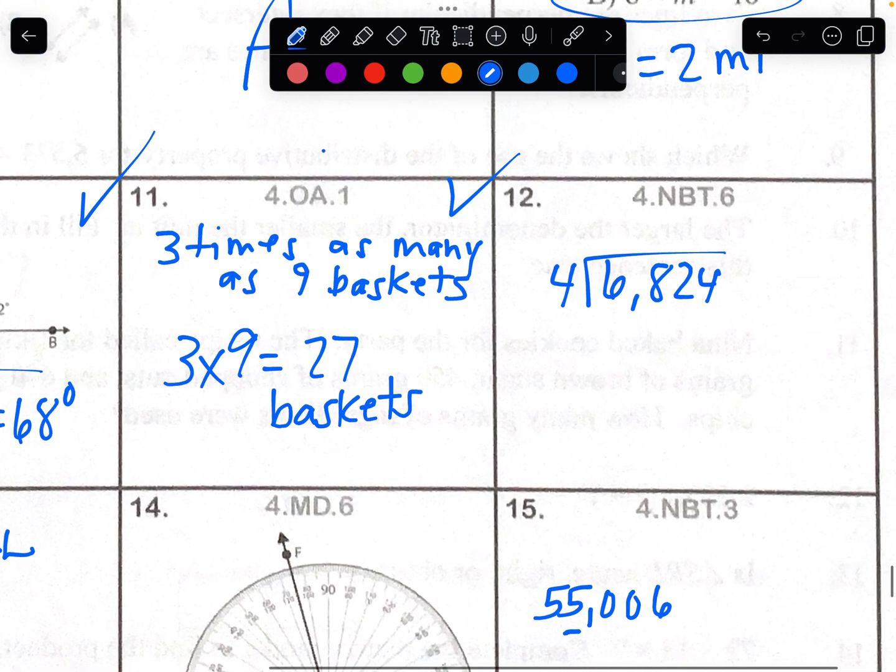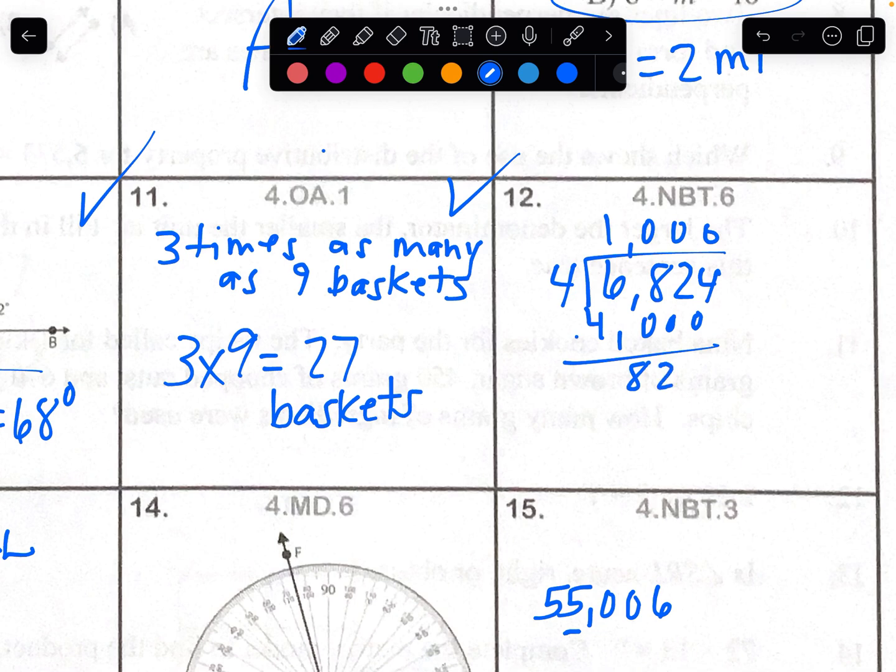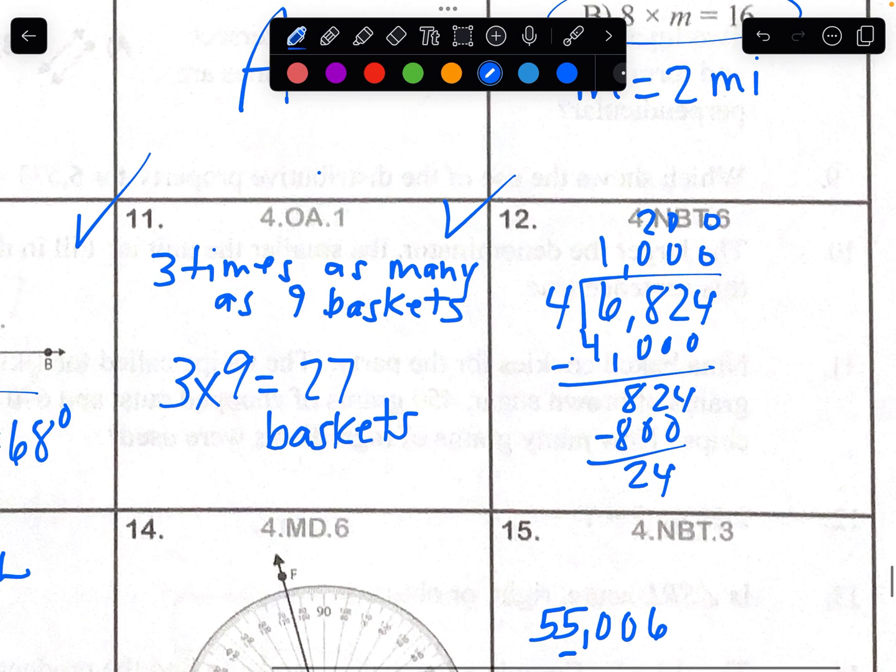12, we have to find a quotient. Well, 4 can go into 6,000 1,000 times. 824 is left over. It can go into 802 times, or 200 times. You're left with 24. That's a solid 6. And your quotient is 1,206.